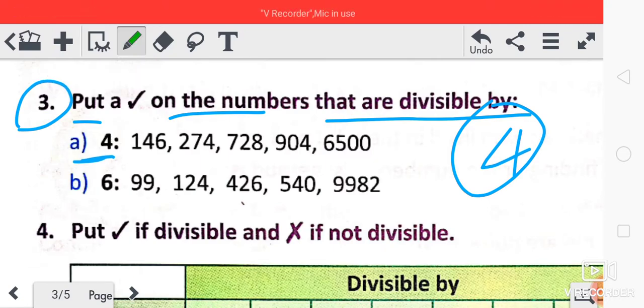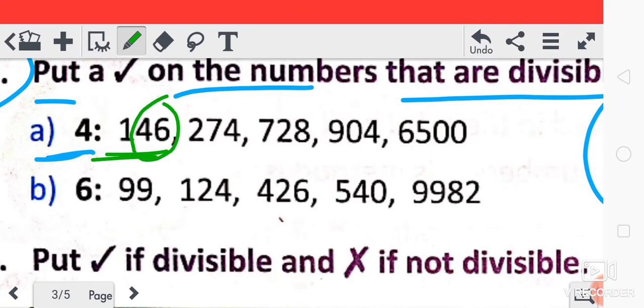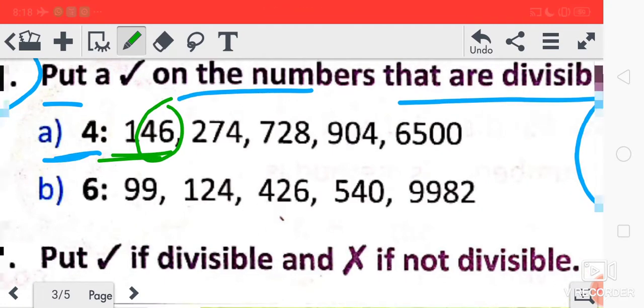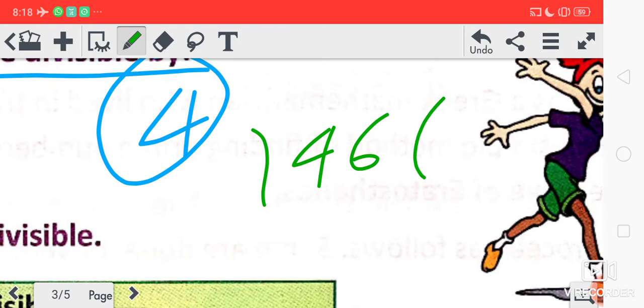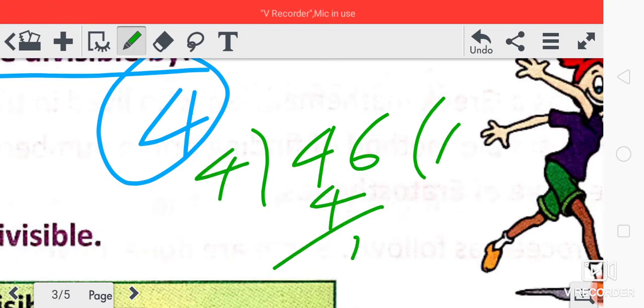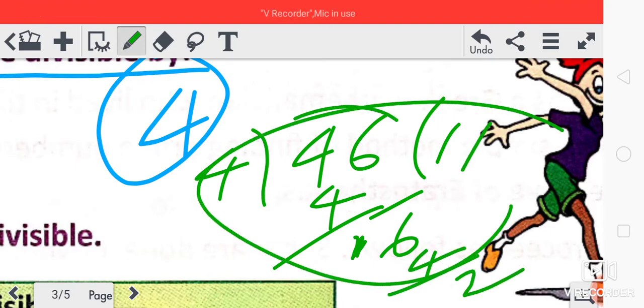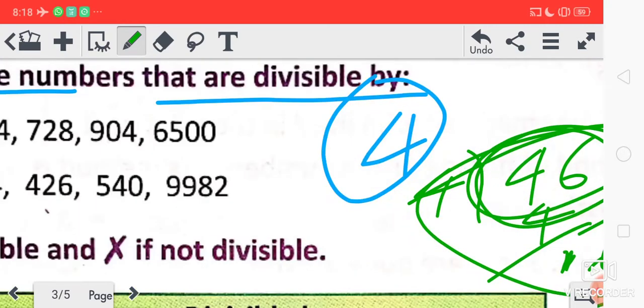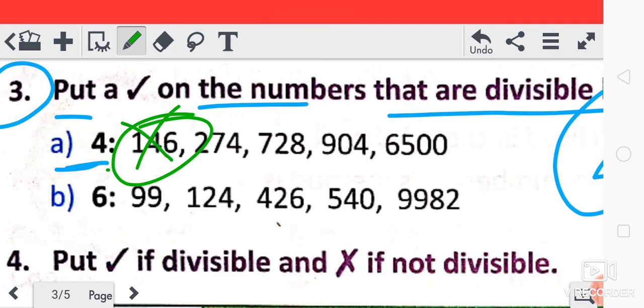Okay, now we'll see here in the question what is given. In your question it is given 146. Now 146, what are the last two digits? 46. Is 46 divisible by 4 or not? 4 ones are 4, and this 6 will come down. 4 ones are 4, 2 is the remainder. So the last two digits are not divisible by 4, not a multiple of 4. So this 146 is not divisible by 4.